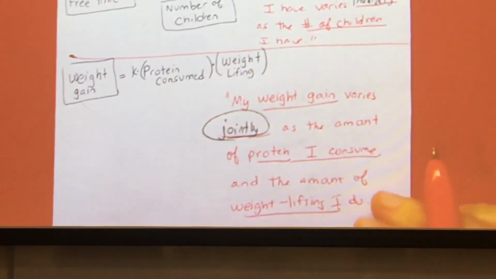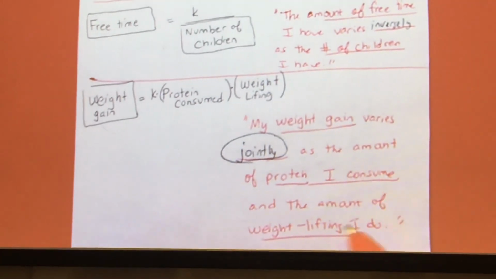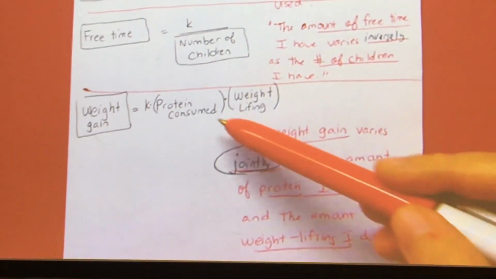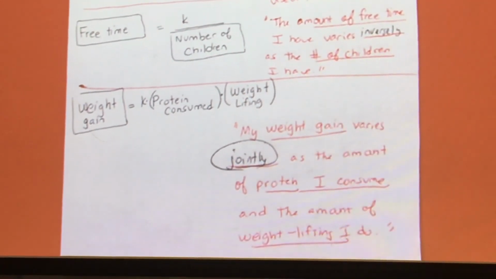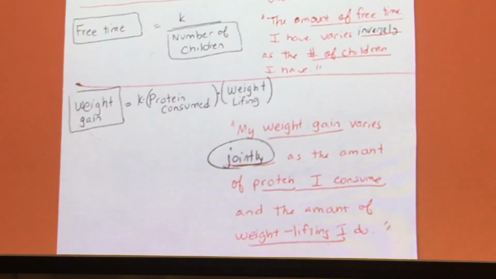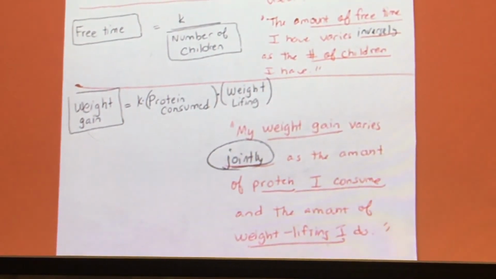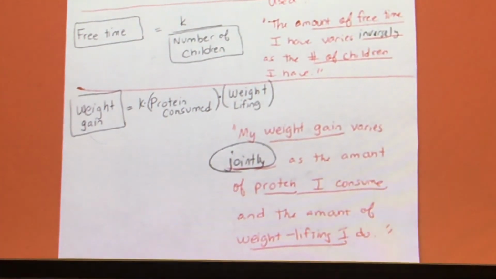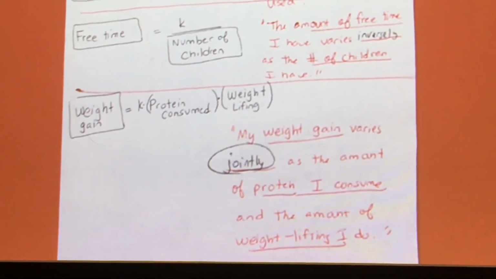Now, that's a different word we haven't seen yet on the screen, okay? Jointly meaning it's direct, but there's multiple factors that affect it. So it's a direct variation with the protein that I consume, as well as the weightlifting that I do. Okay? So those are basically examples in real life of how things relate to each other. They can directly affect each other, they can inversely affect each other, or they can directly do it multiple times, or jointly. Okay? In this case, we had them mixed together, so be aware of that.